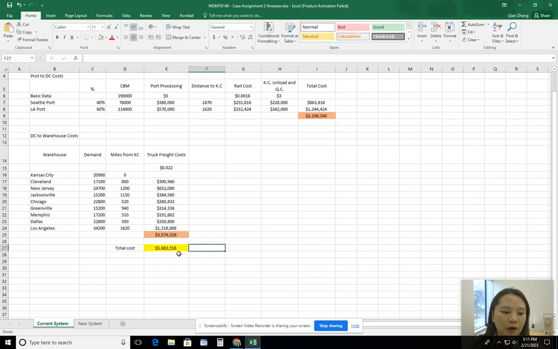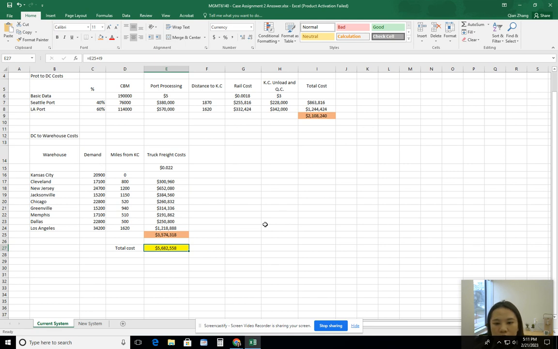And the total cost for the current system, we just sum these two portions together. So we have 5,682,558 for the current system. So this is how we answer question 1, the total cost for the current system.